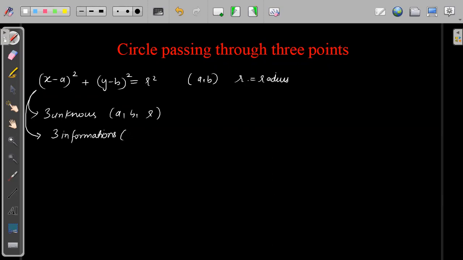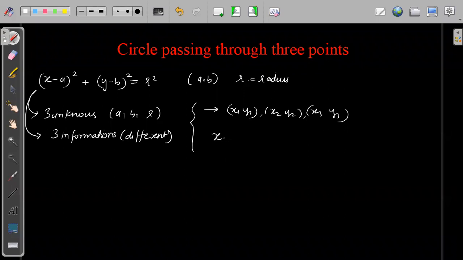We need three different pieces of information to find the values of a, b, and r. And how can we get those three pieces of information? Suppose we have three different points, x1 y1, x2 y2, and x3 y3. Suppose these three points are given to us, so we can write the whole equation.